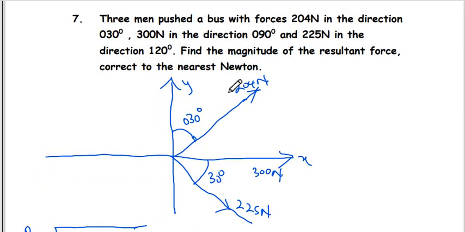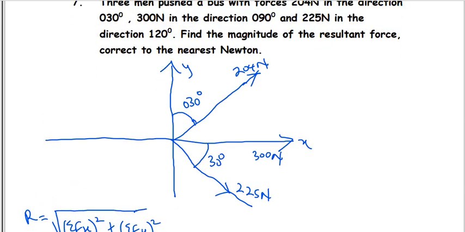Now for summation Fy, the vertical component. Let's start with the first force. When you resolve this to the vertical, the y-axis, it becomes 204 cos 30. Let me show you how we got cos 30. Bring this out, then this, then that, and this is 30, right? Then bring this like this.